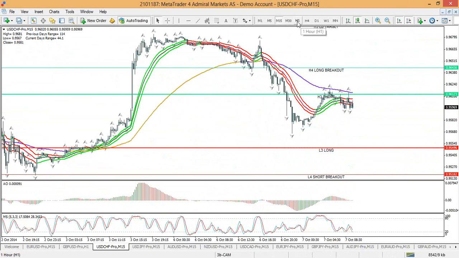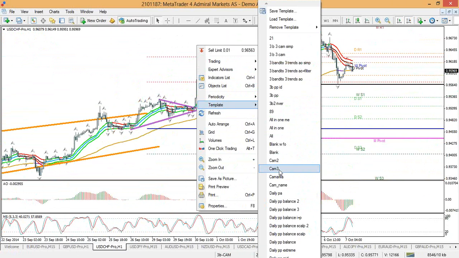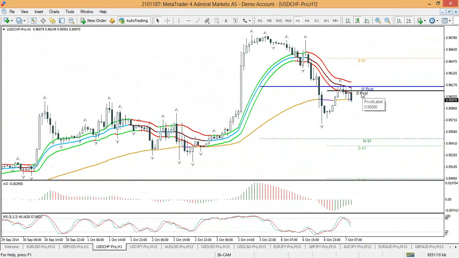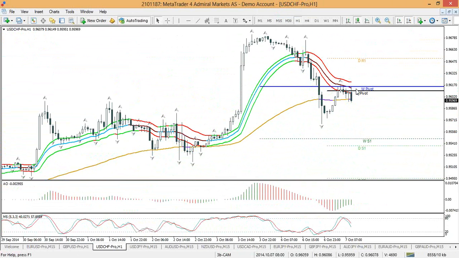Dollar Swiss, see the opposite of the euro dollar often enough. Let me refresh this template. This is a good example. Prices at the weekly and daily. I didn't check the dollar Swiss this morning. It is an uptrend. Prices in the 21 band as we speak. That makes it always a bit difficult, but we are getting some rejection.